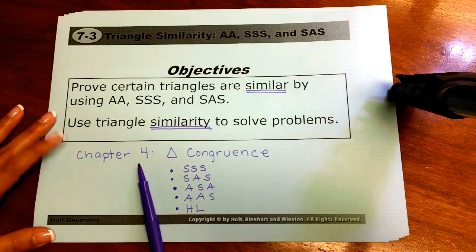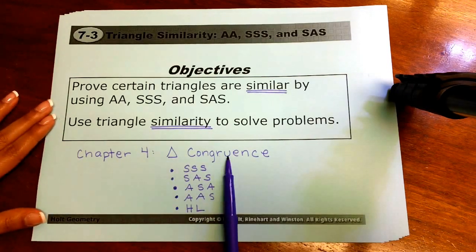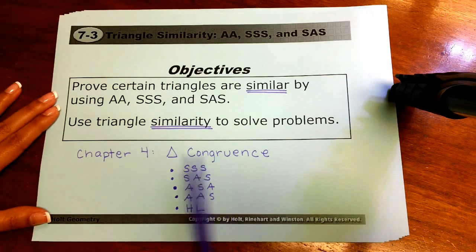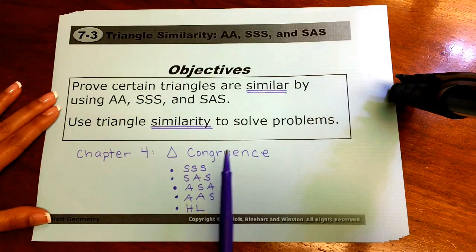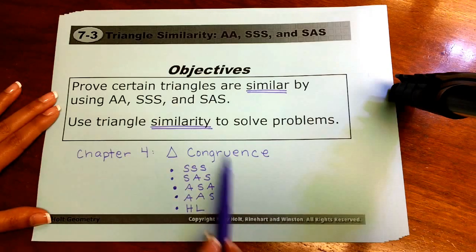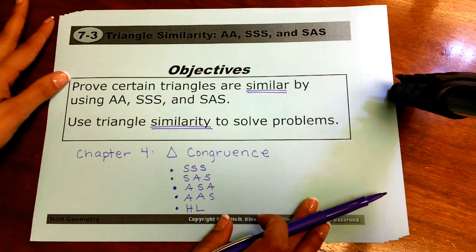If you look back in Chapter 4, we were talking about triangle congruence. Congruence means that the triangles are exactly the same size and same shape. And then there were these methods that we use: side-side-side, side-angle-side, angle-side-angle, angle-angle-side, and then hypotenuse-leg. These were to prove congruent. Today we're talking about similarity, so same shape but not necessarily the same size.